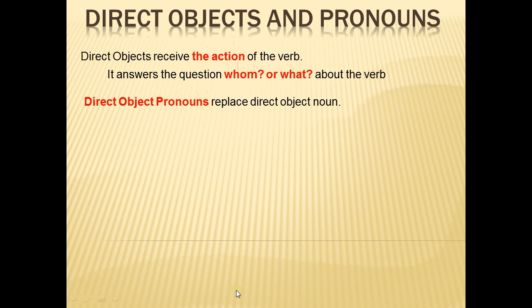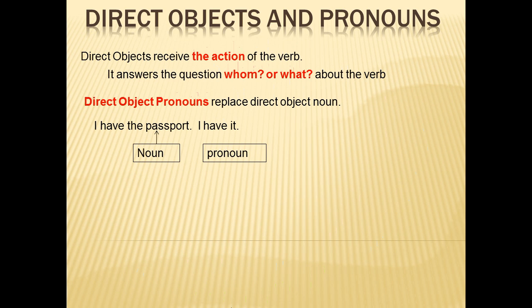Direct object pronouns replace the direct object noun. Here's an example in English. I have the passport. You ask the question, I have what? The passport. The passport is a direct object. Typically, the direct object is right after the verb. And then you want to say, I have it. So that's the pronoun. That's what we're talking about. Instead of saying the passport, we say it. Instead of saying the books, we say them.